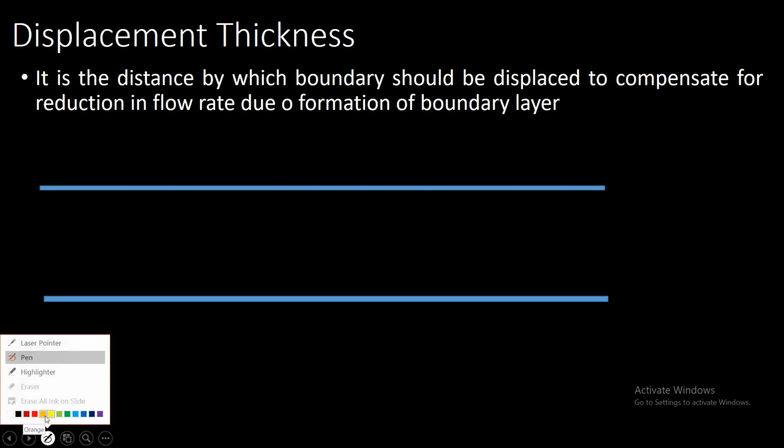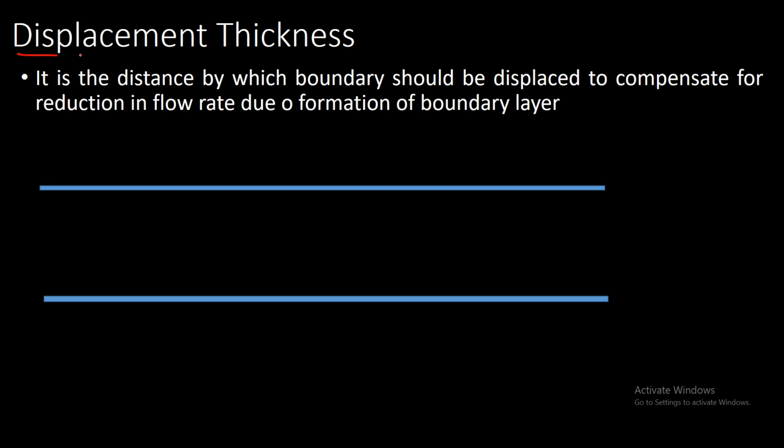Now the next concept in the boundary layer is the displacement thickness. So what is displacement thickness? Displacement thickness is represented as delta star. It is the distance by which the boundary should be displaced to compensate for the reduction in the flow rate due to the formation of boundary layer.